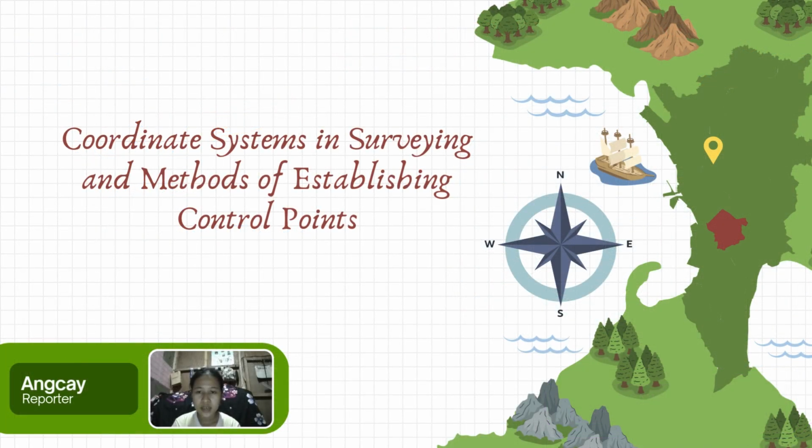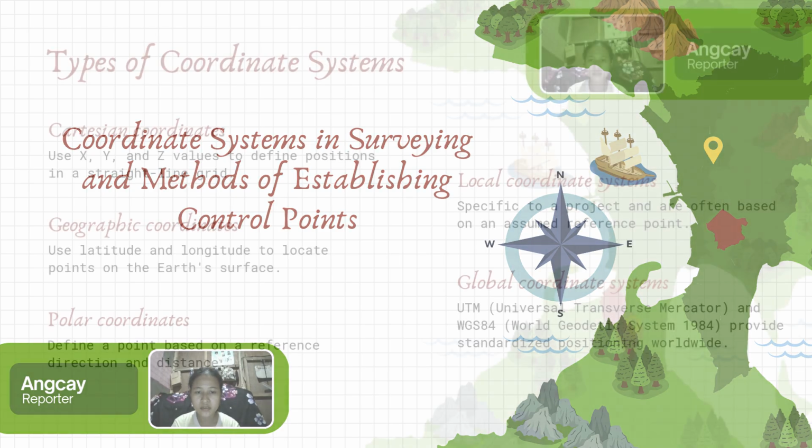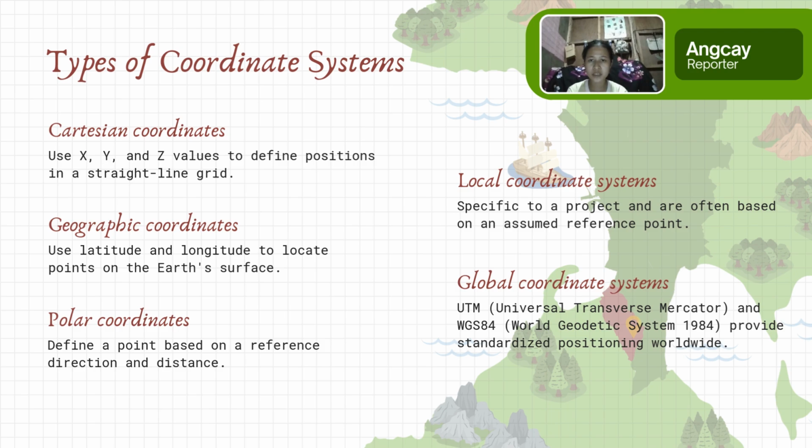Good day, everyone. I'm Katleya Angkay and I will discuss the coordinate systems in surveying and methods of establishing control points. There are three common types of coordinate systems. First is Cartesian coordinates, which use x, y, and z values to define positions in a straight-line grid. Geographic coordinates use latitude and longitude to locate points on the Earth's surface. Polar coordinates define a point based on a reference direction and distance.